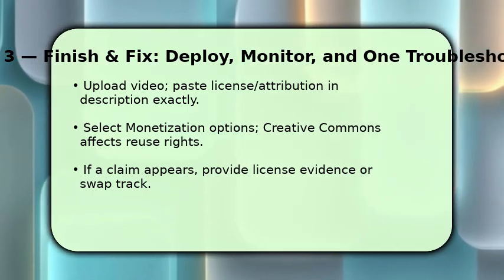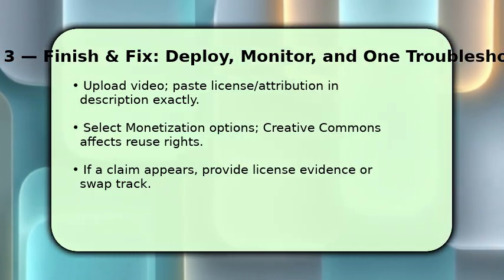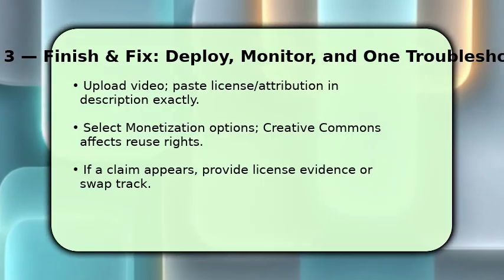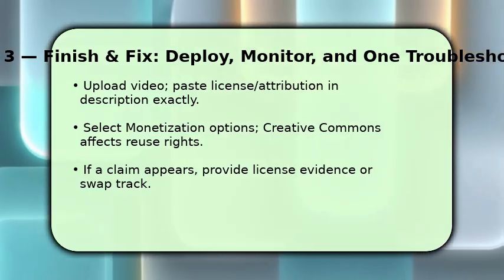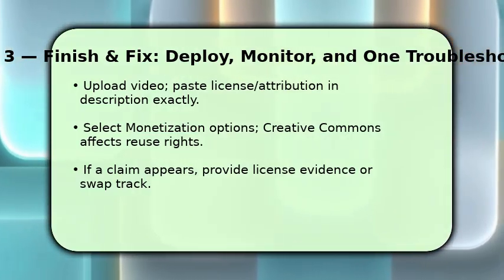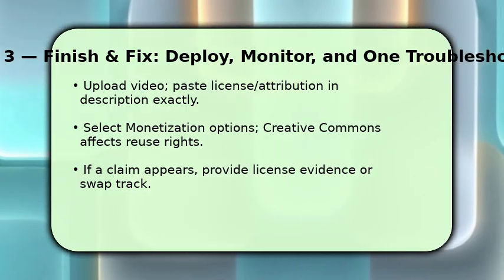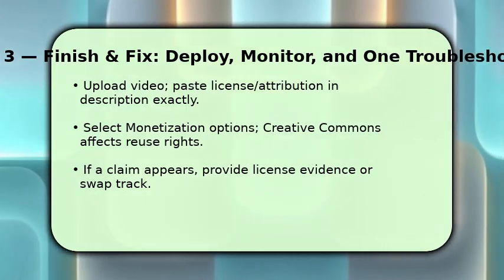Once live, monitor content ID and copyright claims. If a claim appears, respond by submitting the license proof or removing the track and replacing it. If nothing else works, swap to another licensed track and re-upload.